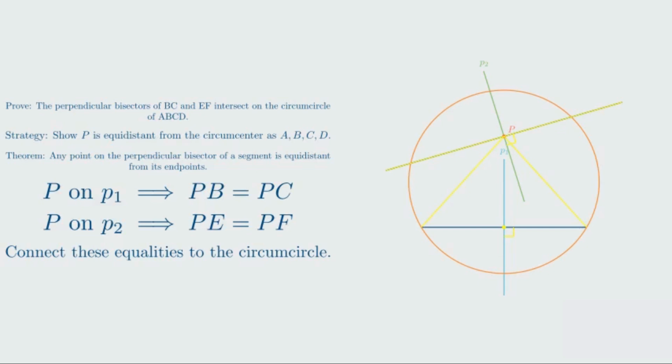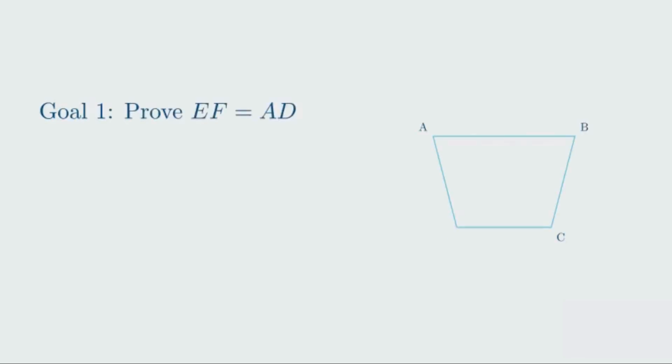To get to our main proof, we need to establish two intermediate results. The first is about the segment EF. We are going to prove that the length of segment EF is equal to the length of segment AD. This will be a crucial step in simplifying the problem. Let's work through this.